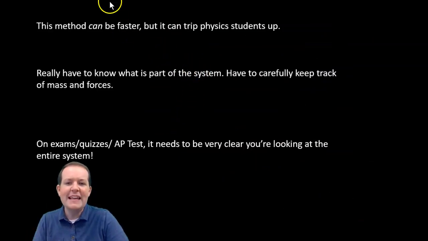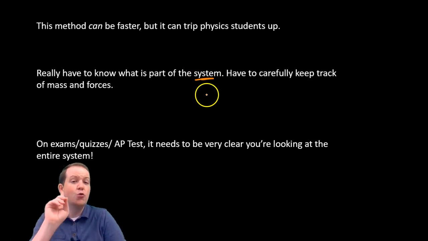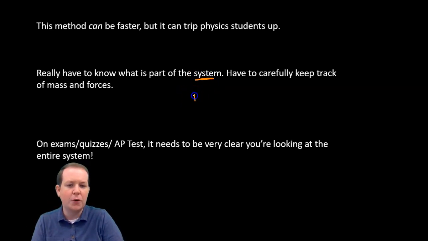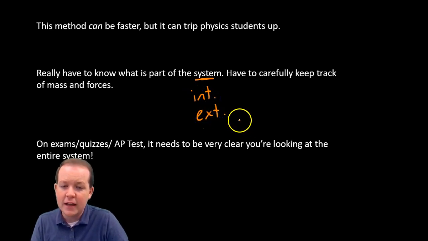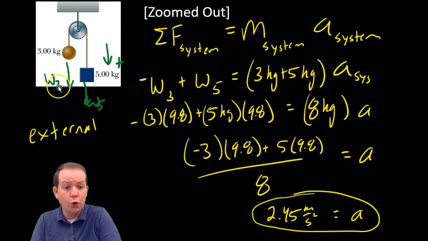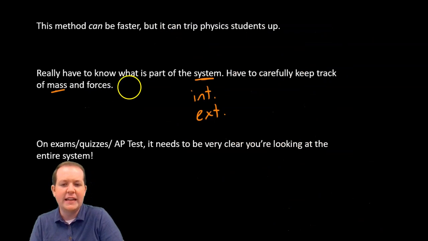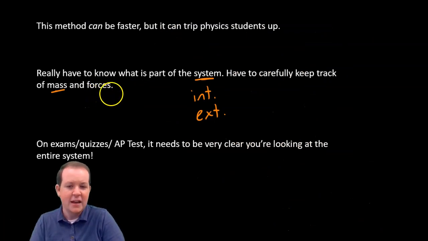But this can pretty easily trip students up. You really have to be aware of what it means to be looking at the system as a whole. You really have to consider what forces are internal and what forces are external. You also have to make sure you understand that you should be using the total mass. The system's mass is the total mass. You've got to make sure you keep track of the total mass, all right?